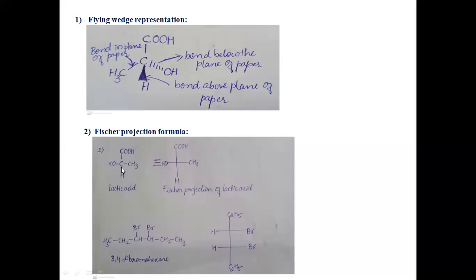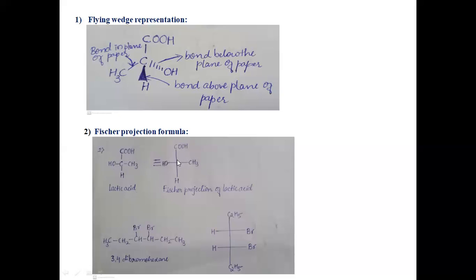And below we have another vertical line, that is a vertical bond, which is bonded to a hydrogen atom. So we are drawing another vertical line bonded to a hydrogen atom. And the horizontal bonds we are representing by horizontal lines bonded to two different groups, that is methyl group and hydroxyl group. So there are four bonds bonded to the four different groups with the chiral carbon atom, represented by two horizontal bonds and two vertical bonds.